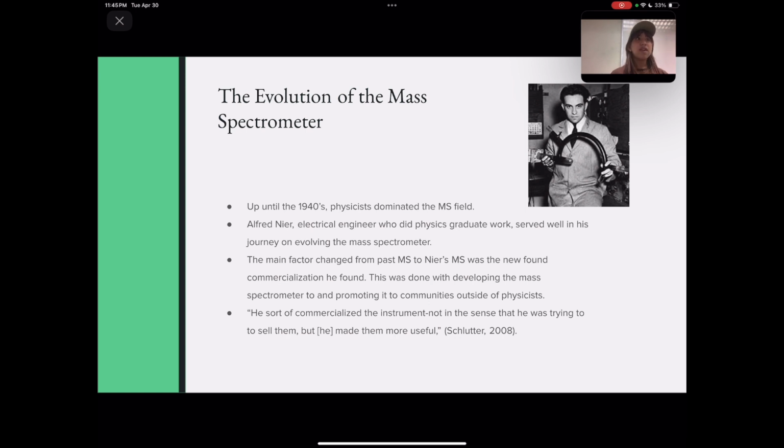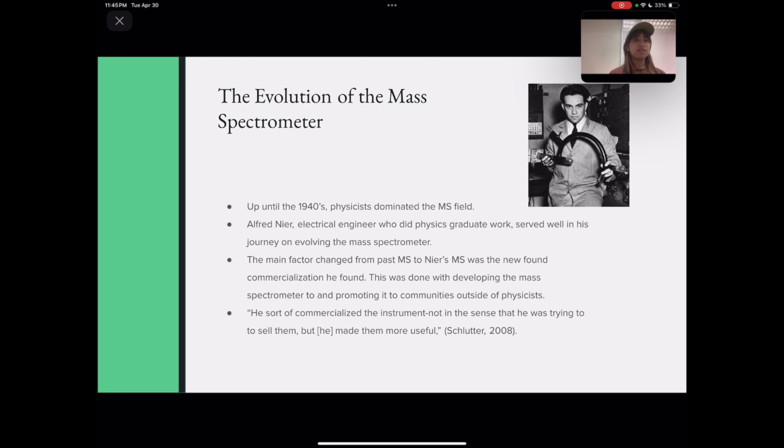Continuing this, the mass spectrometer has evolved a lot from when J.J. Thomson first worked on it. Up until the 1940s, physicists mainly dominated the field, but because of a man named Alfred Nier, who was an electrical engineer who did his graduate work in physics, he served well on his journey of making this mass spectrometer more well known to communities outside of physicists. This was done by the commercialization of it and just promoting it to different types of communities.